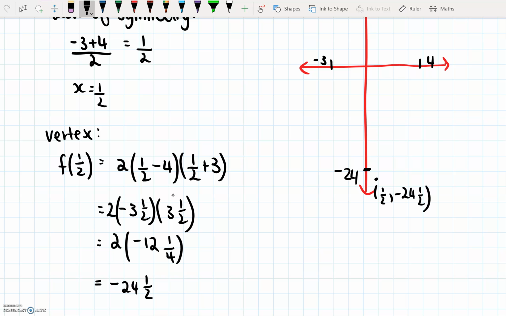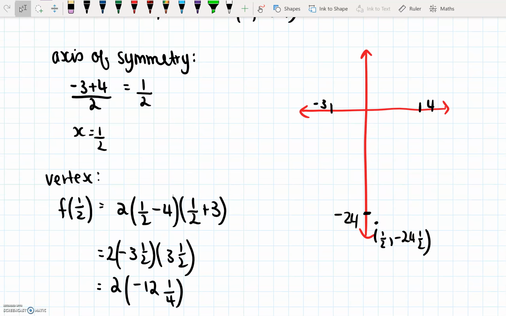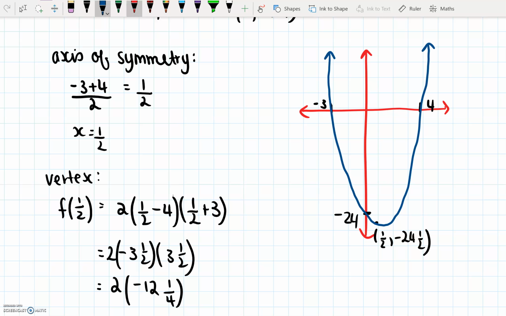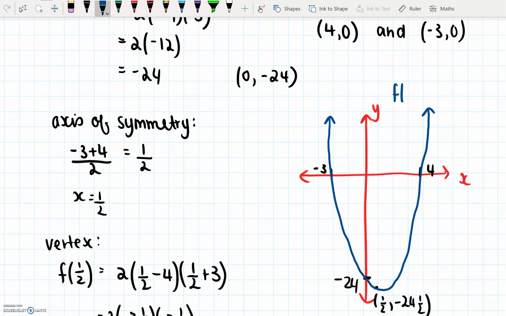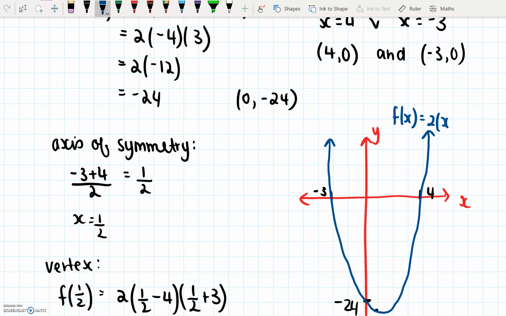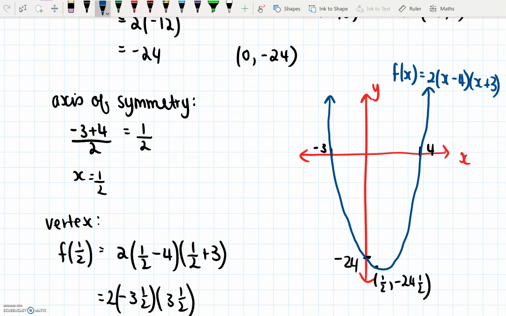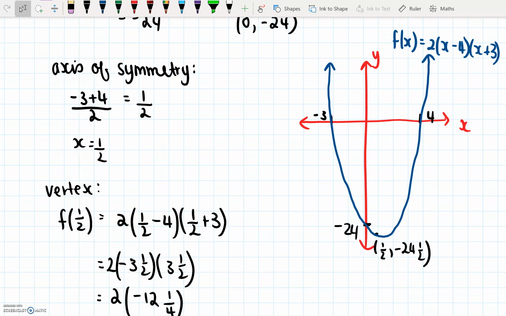Okay, so we know we have a vertex somewhere here, and this is a half, -24.5. Okay, so we've now labeled all the interesting points here, and all we need to do is draw our parabola through these points, and there we go. We have our parabola. I didn't label the axes, so this is x, this is y, and our parabola is f(x) equals 2(x minus 4)(x plus 3). And this is roughly what it looks like.